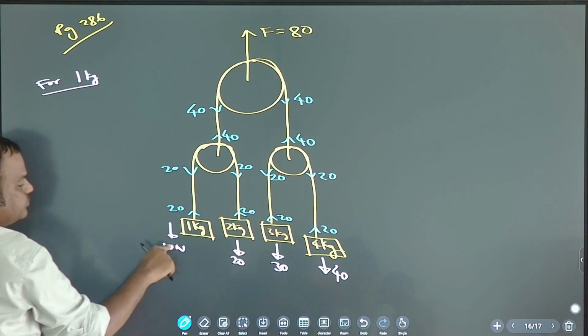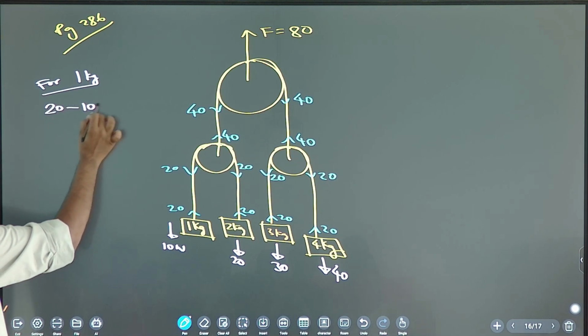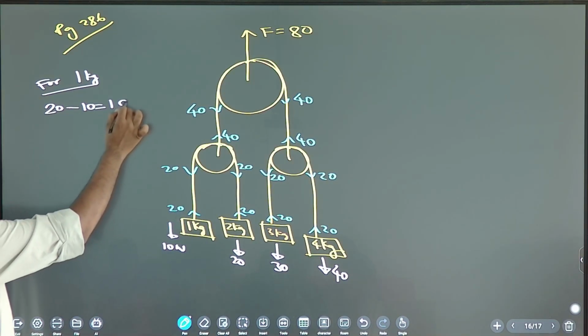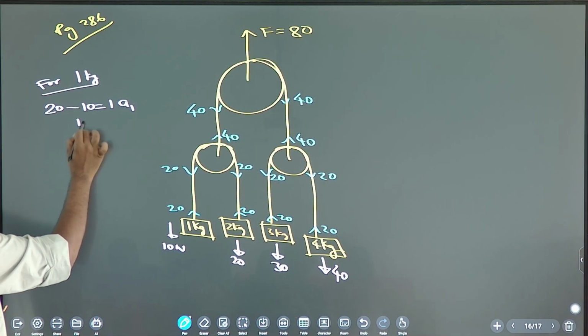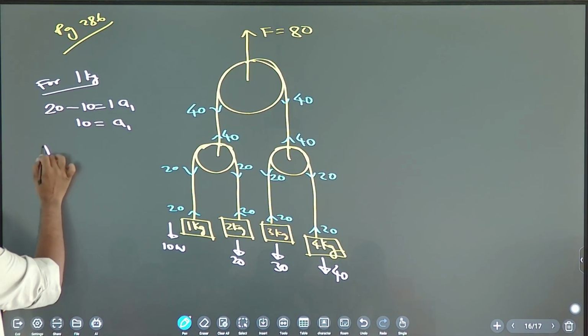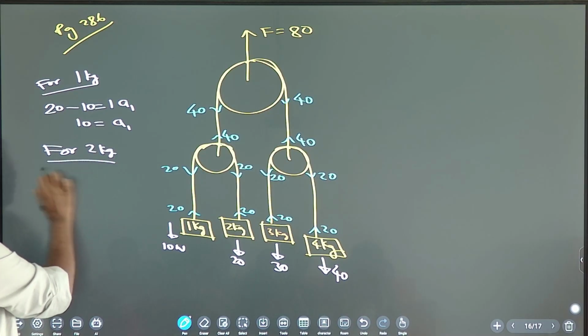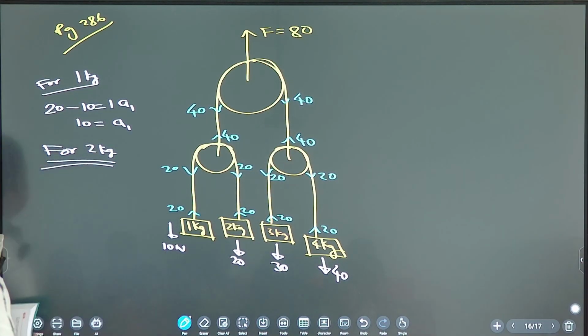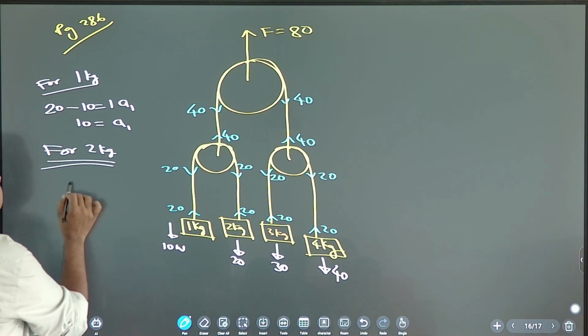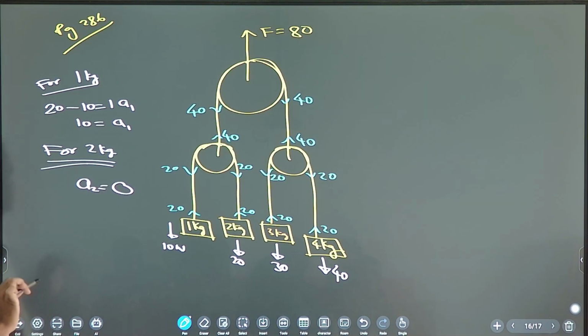So for 1 kg, what do you write? 20 minus 10 is equal to MA. MA means 1 into A1. So what is A1? A1 is 10. For 2 kg, what do you write? Upward 20, downward 20. Net force 0. So acceleration A2 is 0. Difficult? Easy, right?